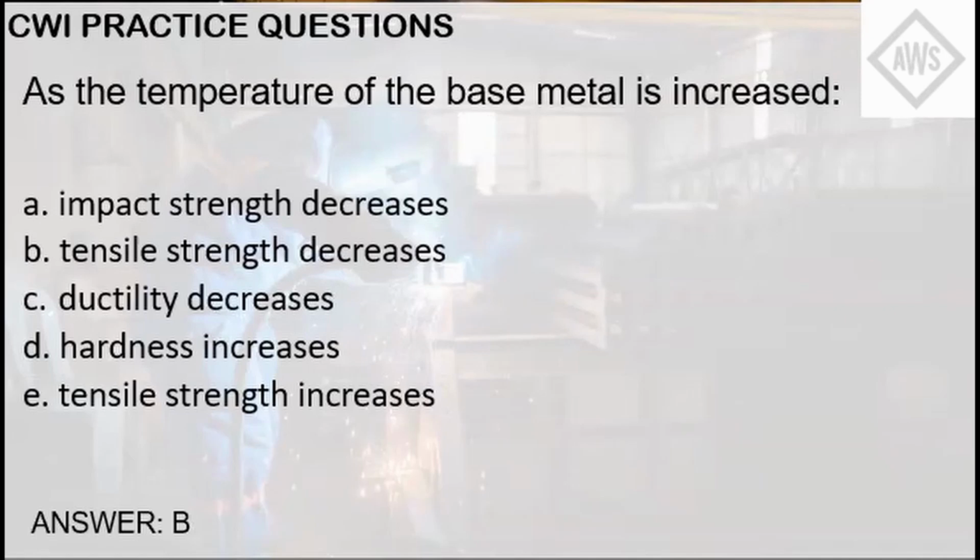For the choices, impact strength decreases at colder temperatures, not high. That is why you need impact testing when welding at frigid temperatures. Decrease in ductility is synonymous with a decrease in impact strength. Hardness and tensile strength increase is the direct opposite of the answer, as hardness and tensile strength are almost synonymous to each other. Knowing the effects of temperature on the base metal is an essential knowledge base in Part A of the CWI exam, so you need to know this.